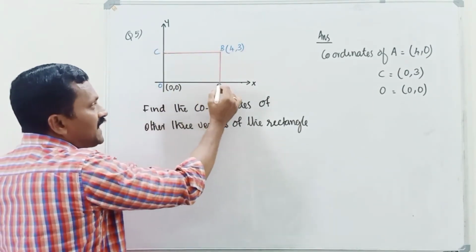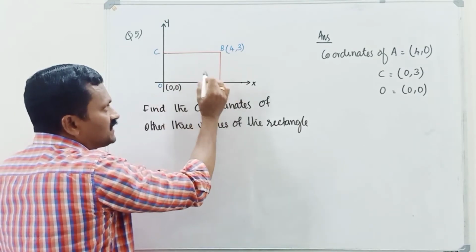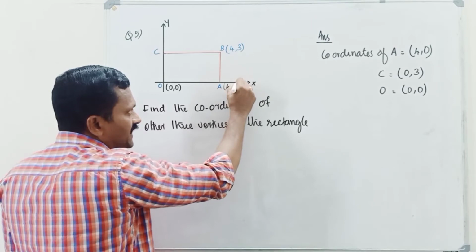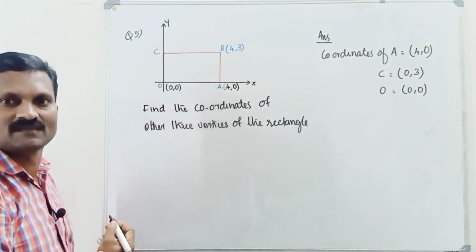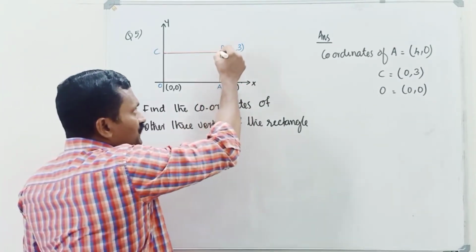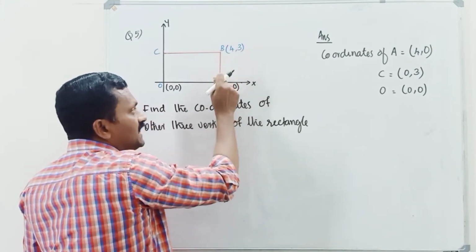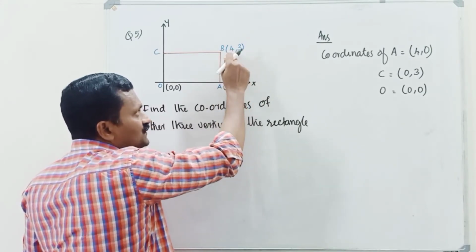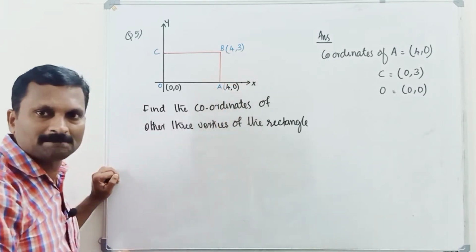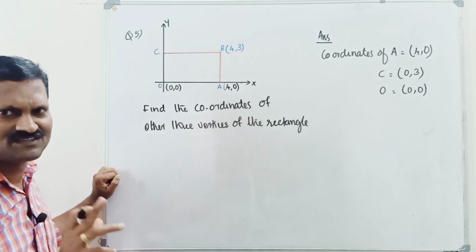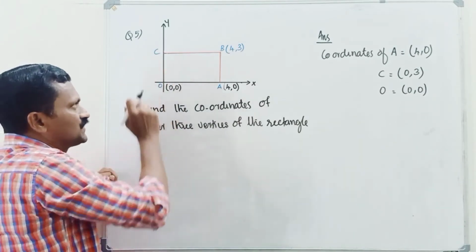So A is also 4 unit right of y-axis. That is, the coordinates of A is 4, 0. Otherwise, how can we say? If we draw a perpendicular from B to x-axis, it meets x-axis at 4. That's the point A. So the coordinates of A is 4, 0. Right? Now look, we need to find the coordinates of C.